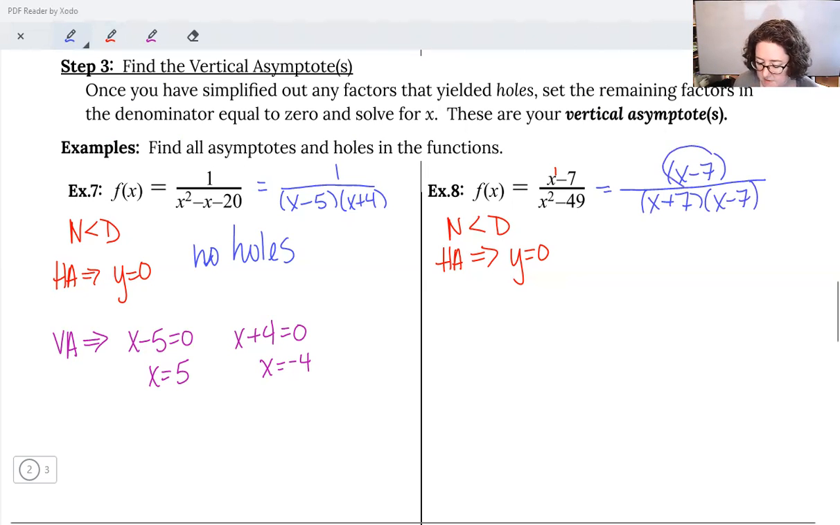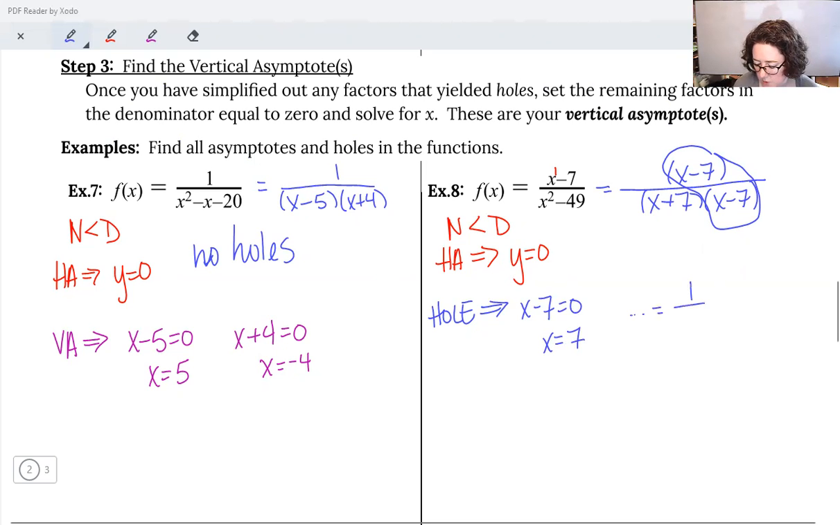And we have a common factor of x minus 7. So that's where we're going to have a hole. Our hole is going to occur when x minus 7 is equal to 0, which makes our equation fall apart. And we find where that's going to be when we plug that in.